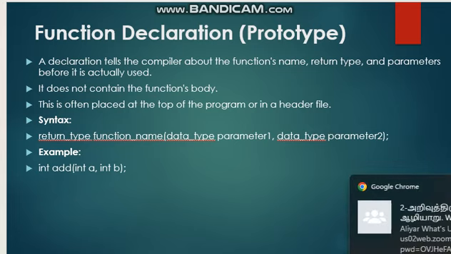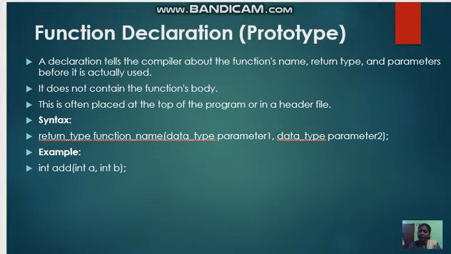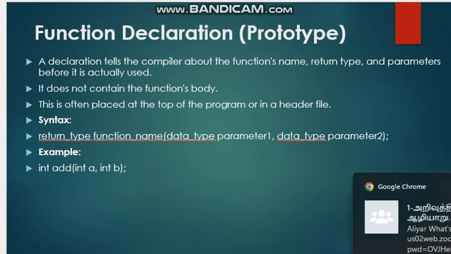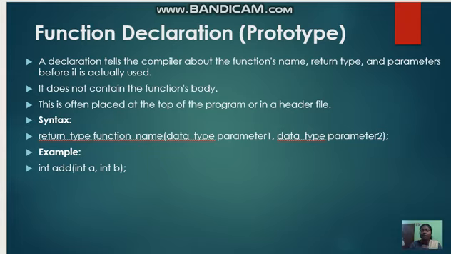Later on we have to define the function, so we have to write the definition of it. A declaration does not contain the function body. The function declaration is an inline thing, so it doesn't contain the function body. It is often placed at the top of the program. Whenever we declare the function, that declaration will be placed at the top of the program.